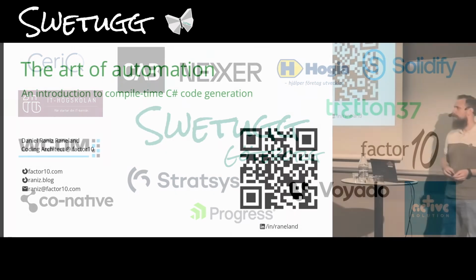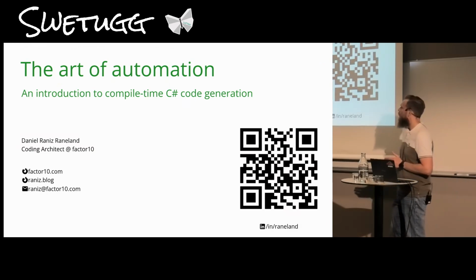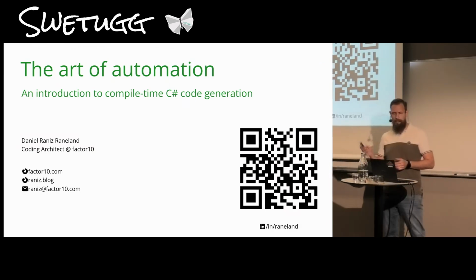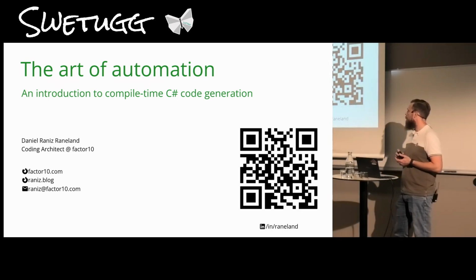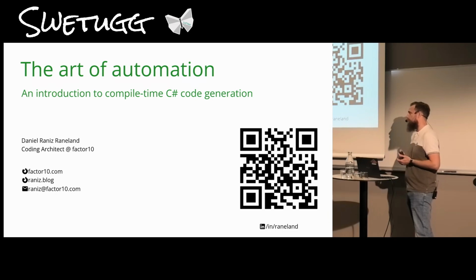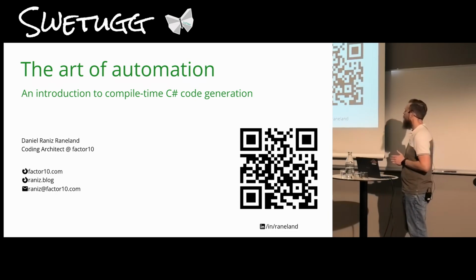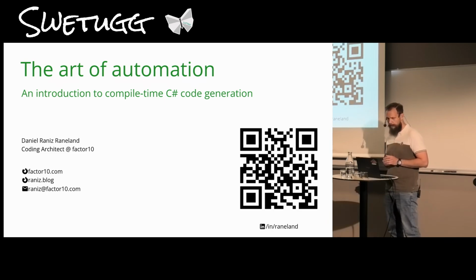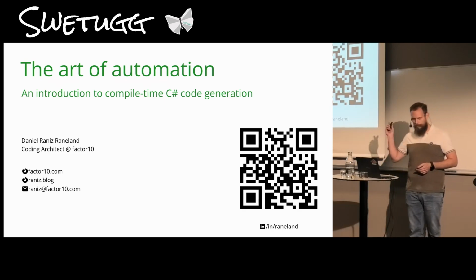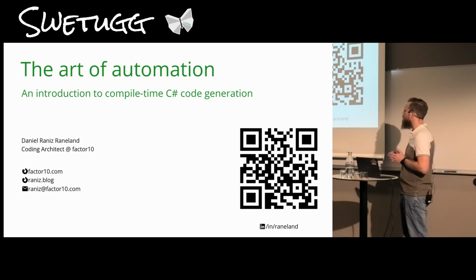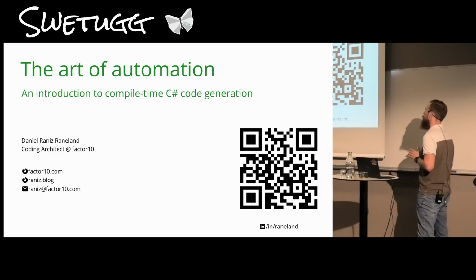All right. Welcome. My name is Raniz. I am a coding architect at Factor 10. I've been getting paid to do software for almost 20 years now. And when I can, I'd like to make software do software for me, so I don't have to do it myself. And that's what I'm going to talk to you about today, which is compile time code generation in C#.